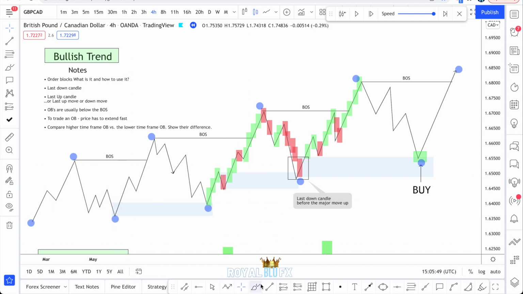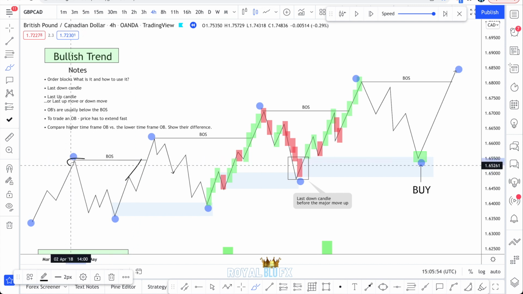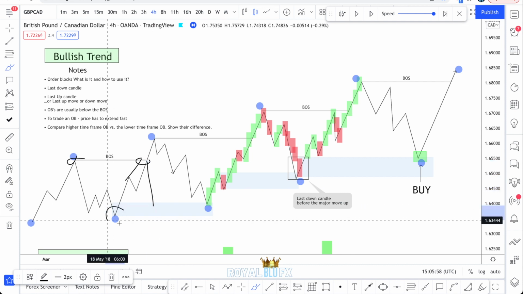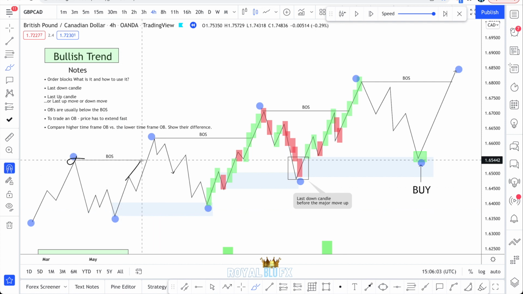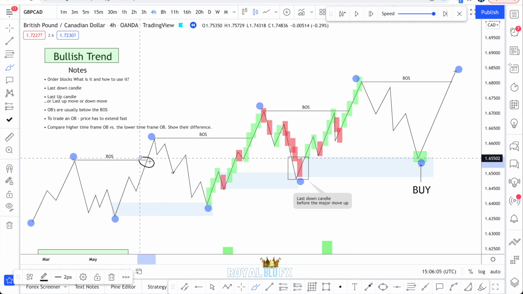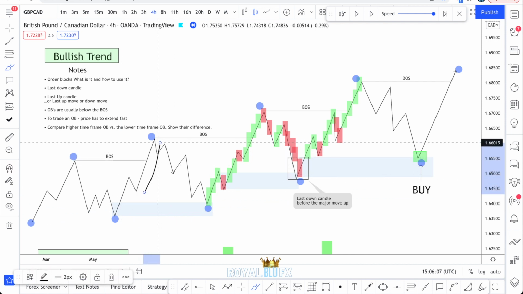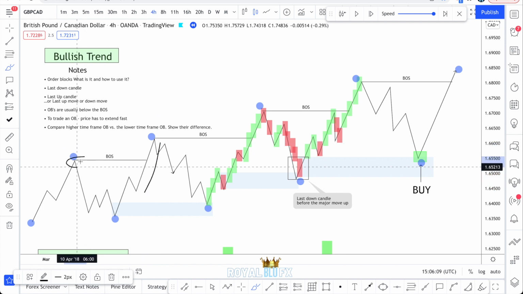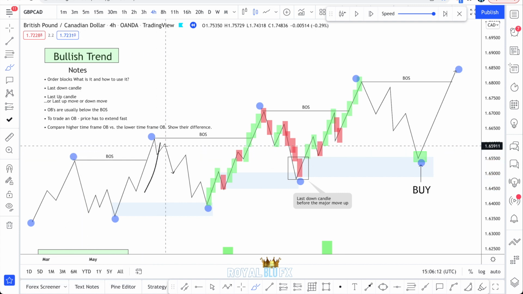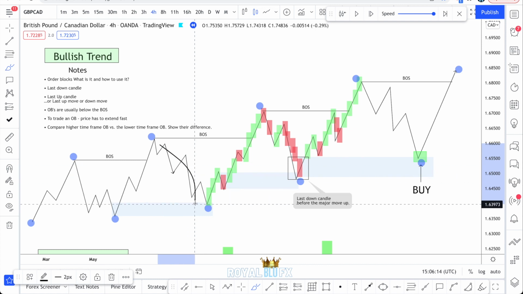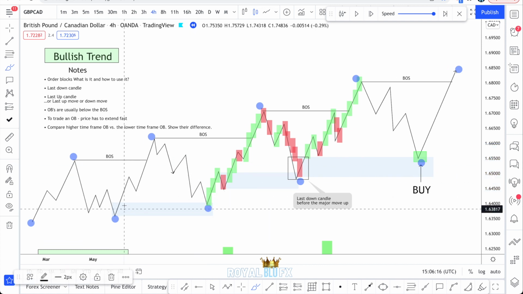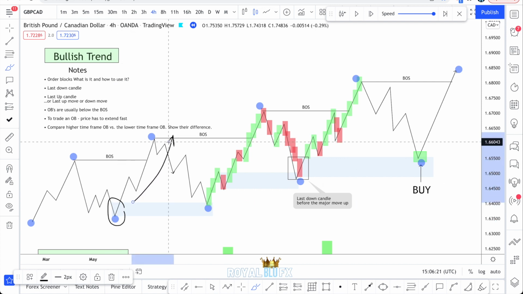When price just pauses here and makes this like double top right over here and then comes back down, this cannot be seen as a true order block because price hasn't broken above structure. We need price to literally break the structure, the break of structure, this last high or higher high, and then show us that price can come back to retrace back to the last down candle and last down move before the major move goes back up.